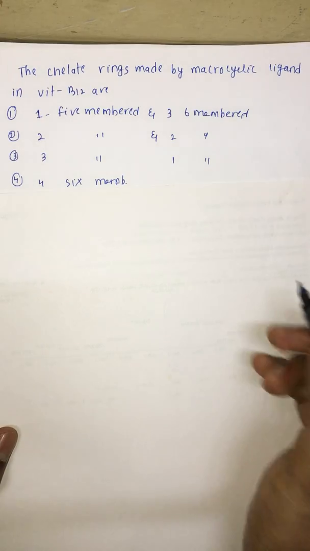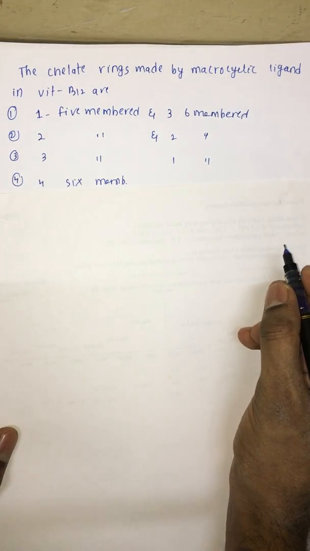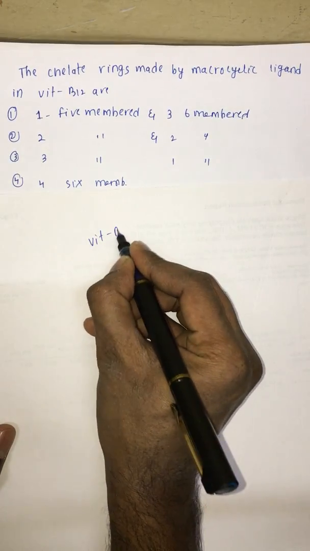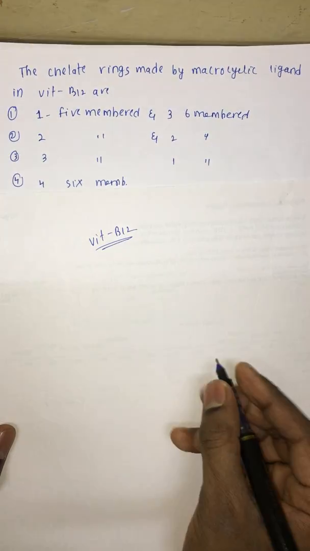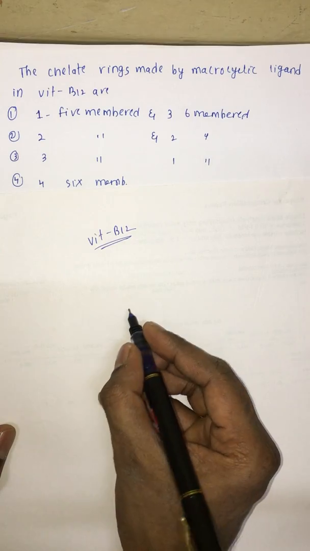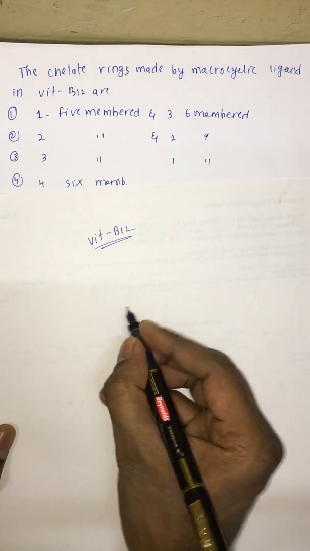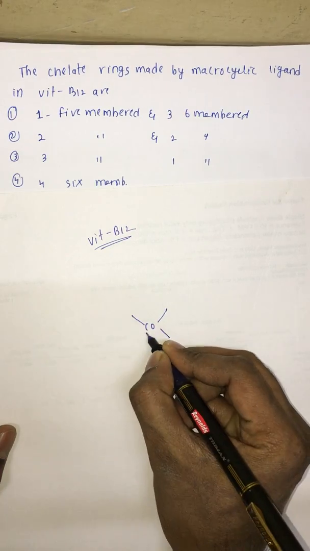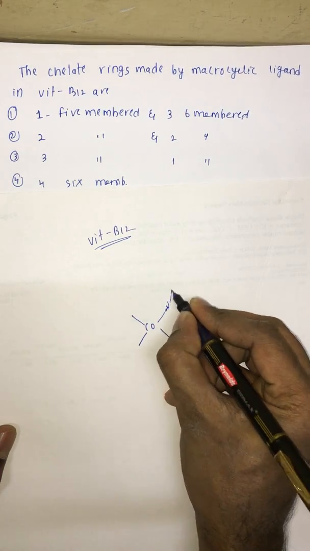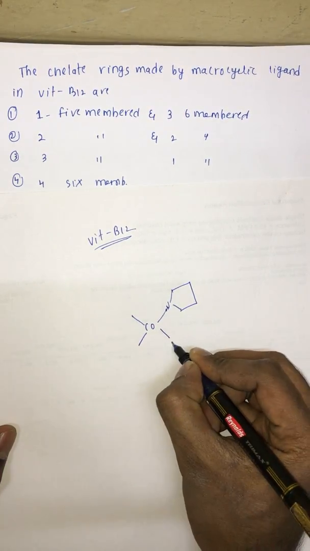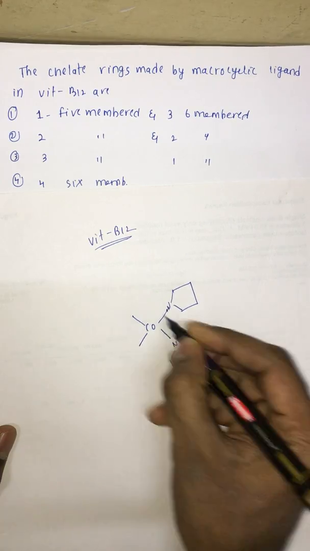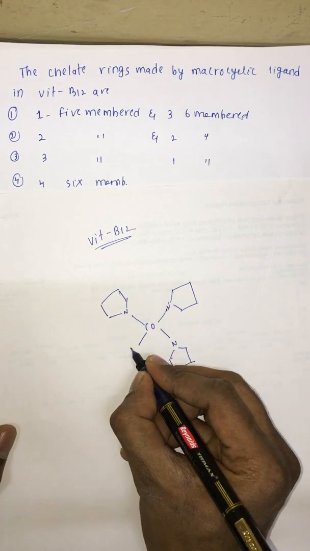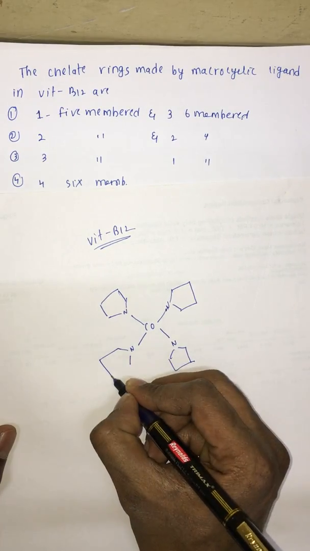Now, the chelate rings made by the macrocyclic ligand of vitamin B12. If you want to answer this question, you have to know the structure of vitamin B12. Cobalt is the central metal atom here. Vitamin B12 is an organometallic compound, that means there is a bond between a metal and carbon. 4 pyrrole rings will be there.